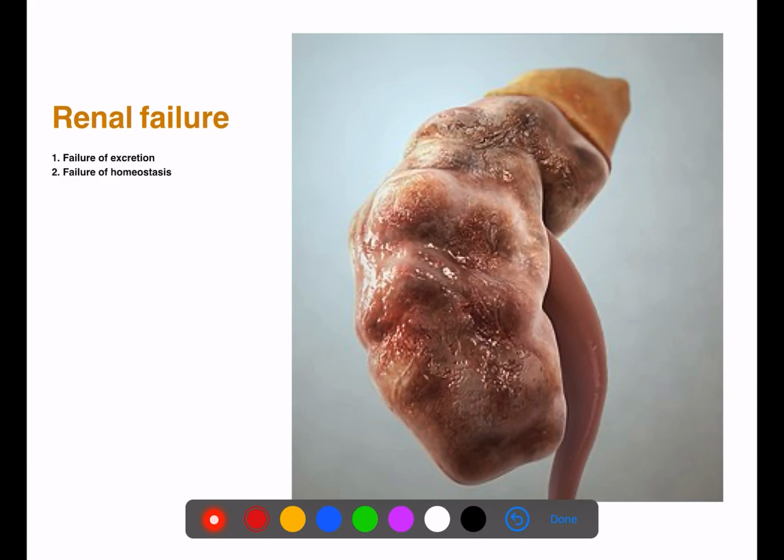But this necrotic change within the epithelium of a tubule can be regenerated, because tubular epithelium can regenerate to produce new cells to replace the dead cells. So it is regeneratable.